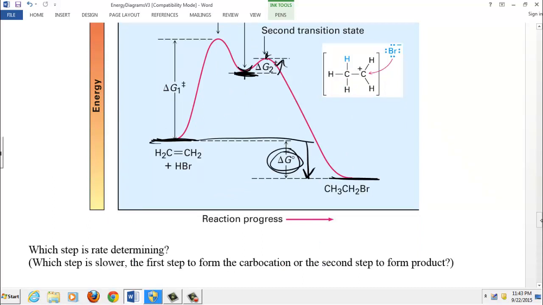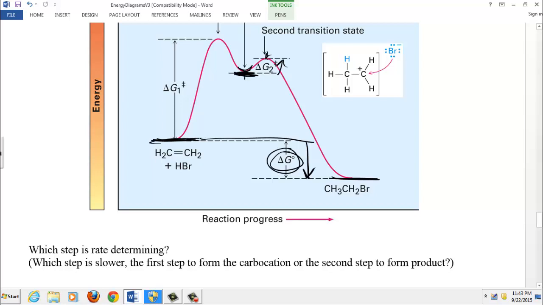Which of these two steps, the first step to make the carbocation or the second step to make the product, is rate determining? Or in other words, which is faster, which is slower? The slower step is going to determine how fast this reaction goes from reactants to products. To answer this question, consider the activation energy.